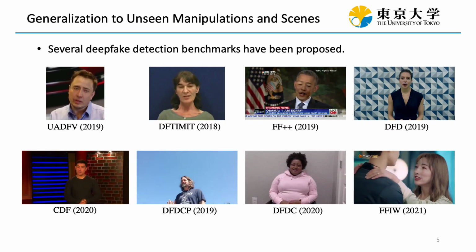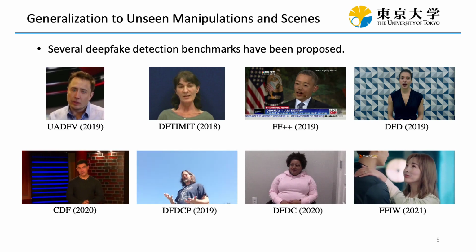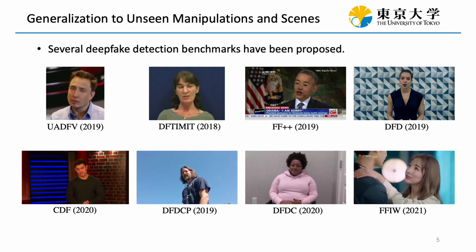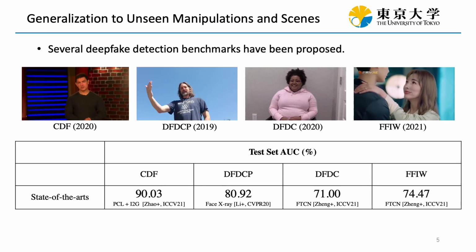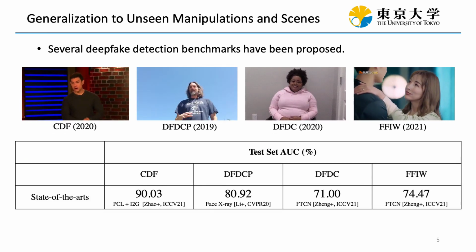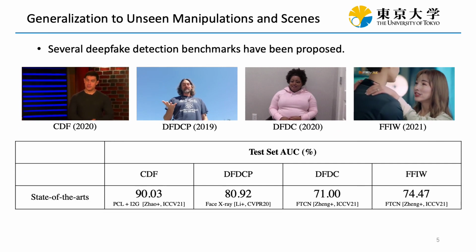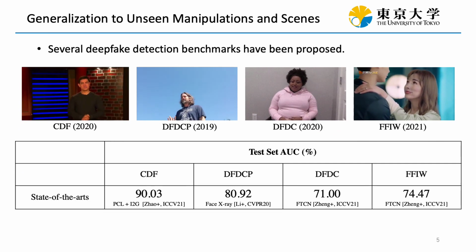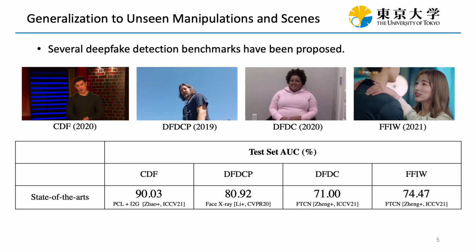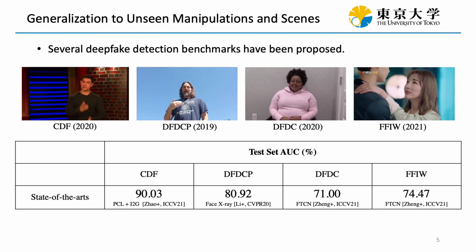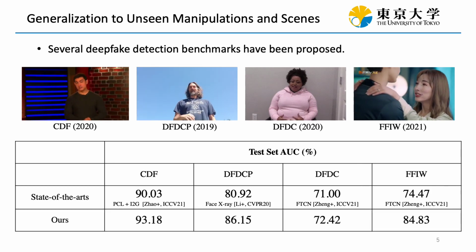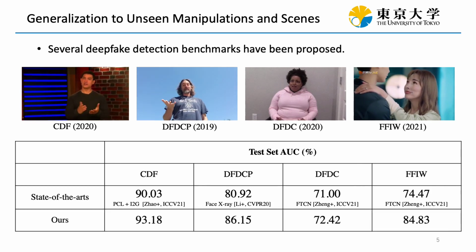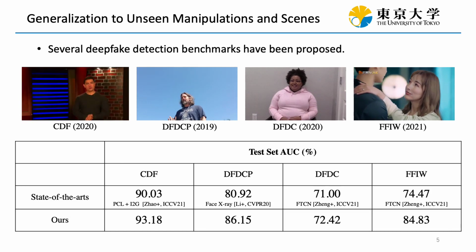Several deepfake detection benchmarks have been proposed so far. Examples of deepfakes are here. Especially on recent benchmarks, previous methods failed to generalize. We emphasize that the score represents the best result of all previous methods on each dataset. So, a method that achieves the best result on a dataset may be less accurate on other datasets. In contrast, our method achieves state-of-the-art results on all the datasets with a single model.